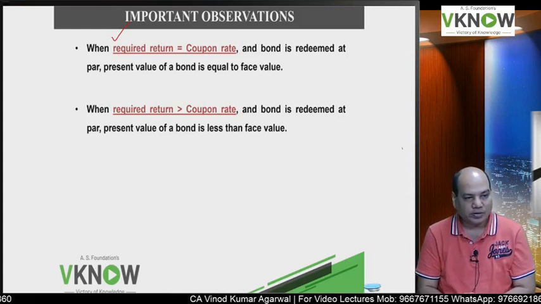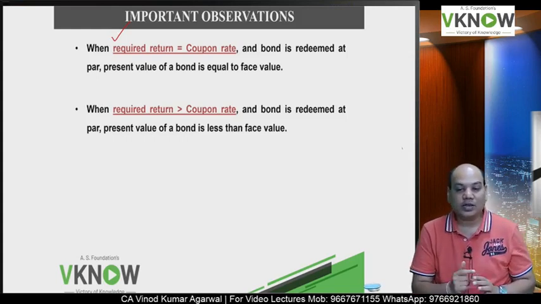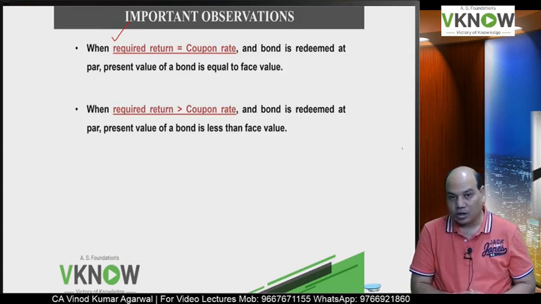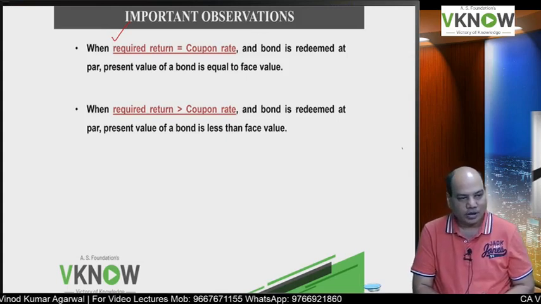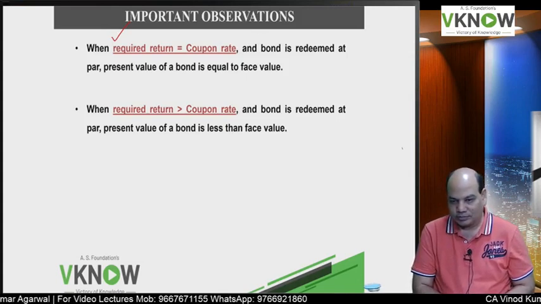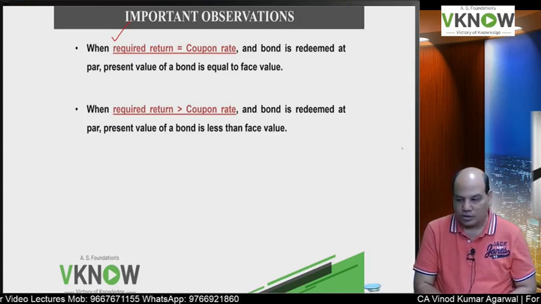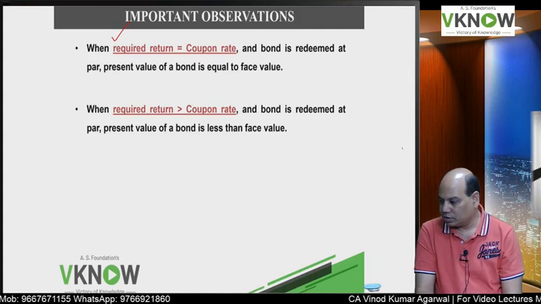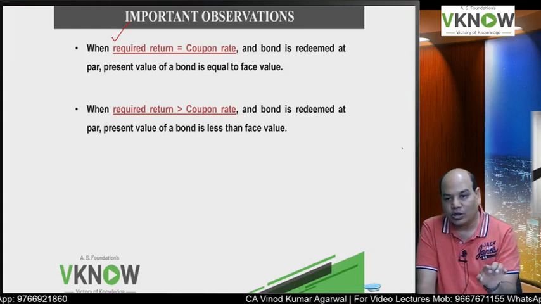Second observation, our second case, case 2: when required return is greater than coupon rate and bond is redeemed at par. What will happen? Present value of the bond is less than face value. Always remember, if the present value of the bond is less than face value, it means your required return is more than the coupon rate.